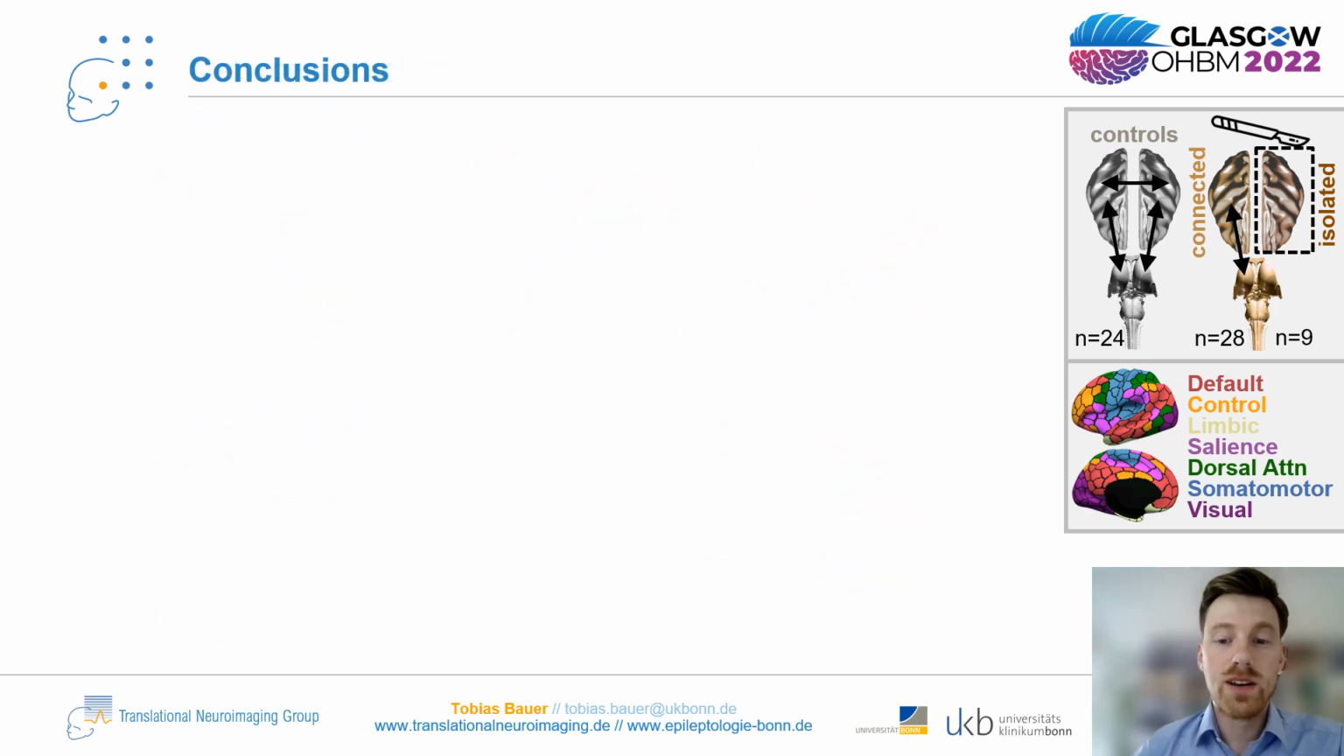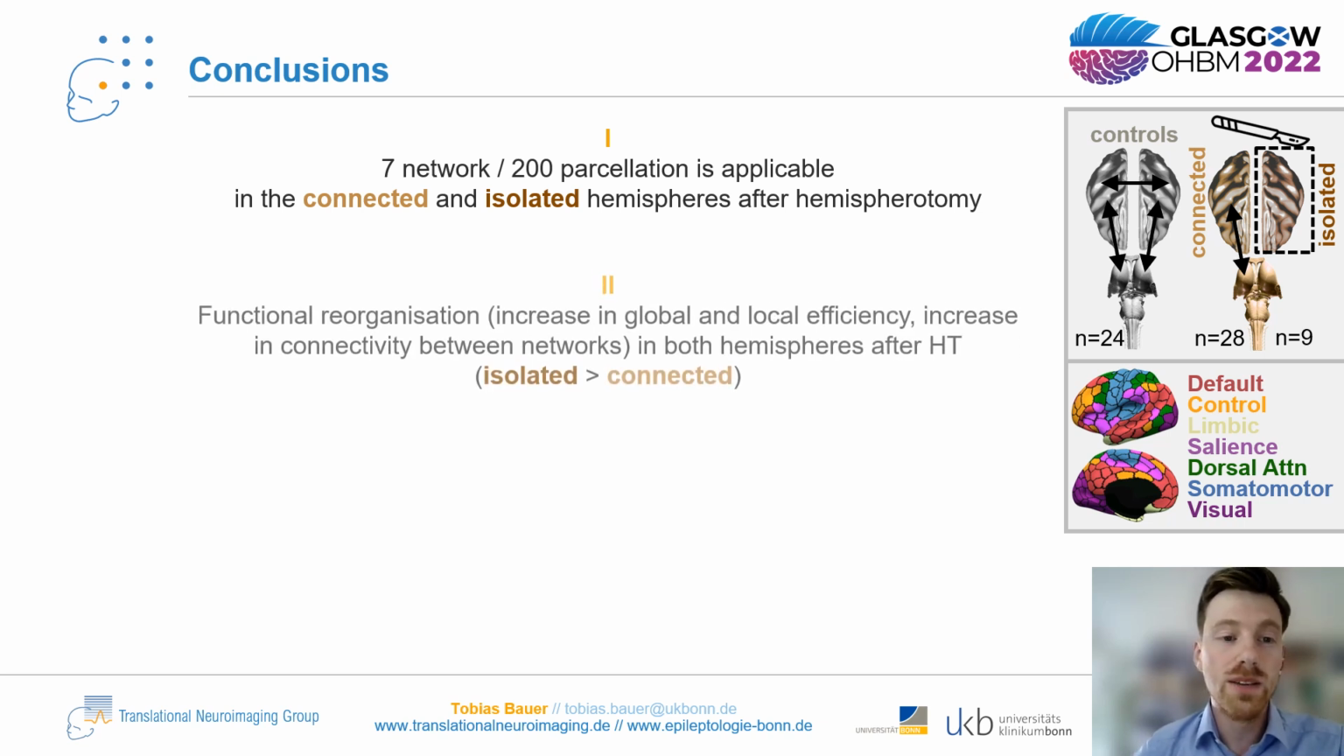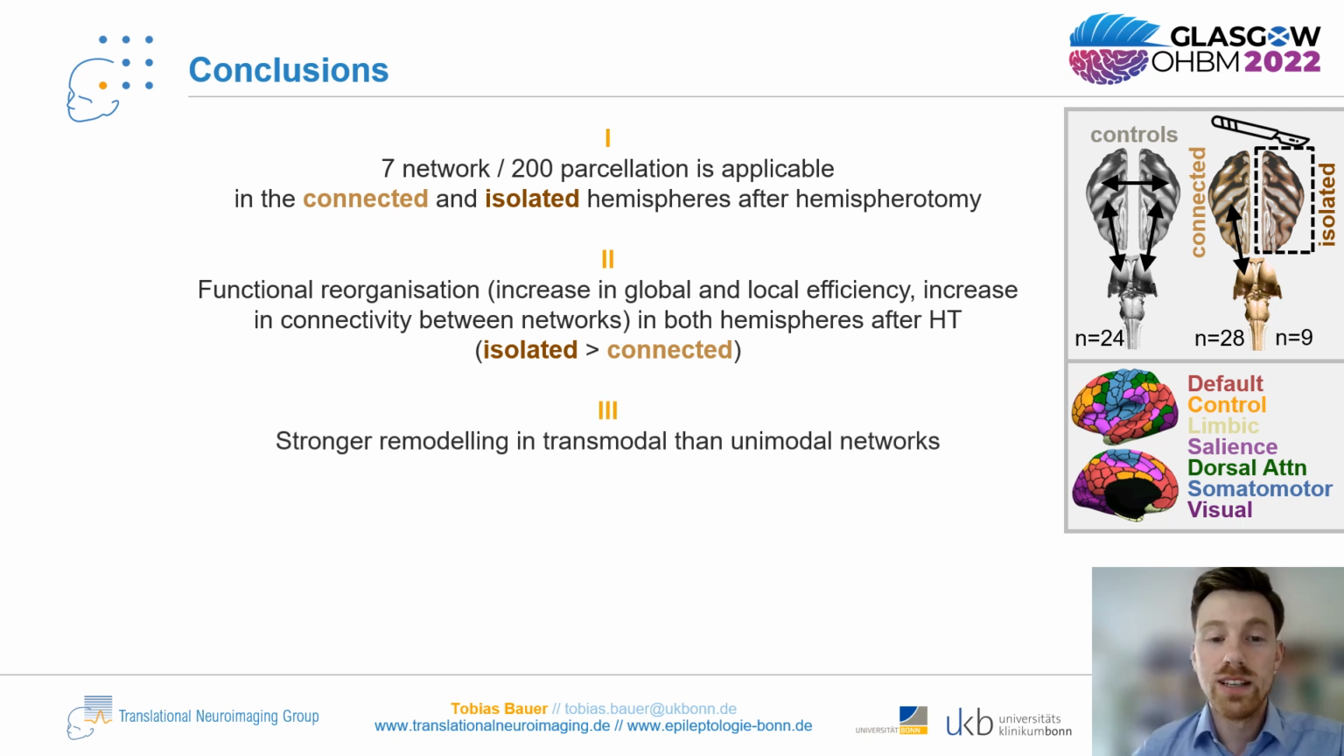Now, as we reach the end of my talk, please let me summarize the conclusions that we draw from our data. First of all, we have shown that the very common parcellation into 7 networks and 200 parcels is applicable in the connected and isolated hemisphere after hemispherotomy. Next, we've shown that there is a functional reorganization, which is seen as an increase in global and local efficiency and an increase in connectivity between networks in both hemispheres after hemispherotomy, while this is stronger on the isolated than on the connected hemisphere. And third, this remodeling is even stronger in transmodal networks, so those networks that mediate higher cognitive functions, than in unimodal networks.